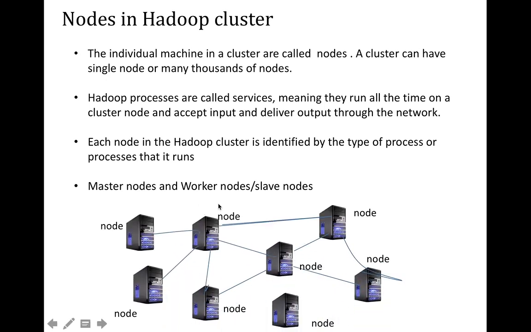If you guys see here, in the Hadoop cluster, we also call the computer a node. One node, two nodes, we have 8 nodes here. So that's the important concept. A node is a single machine. For a Hadoop process or application, we generally call it a service. A service generally means it runs all the time on the cluster node, and it accepts input and delivers output through the whole network.